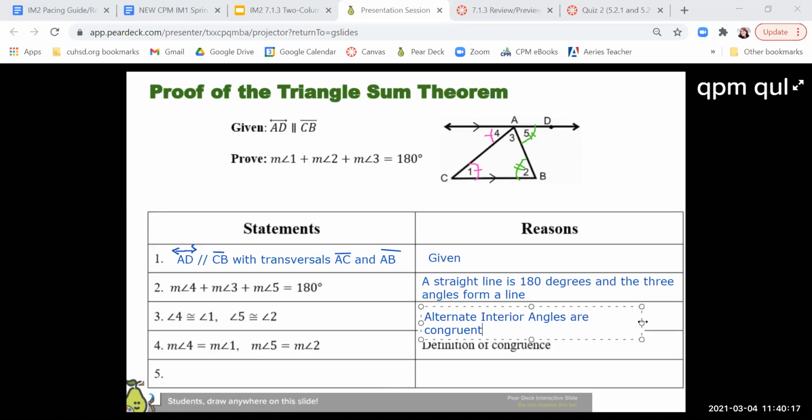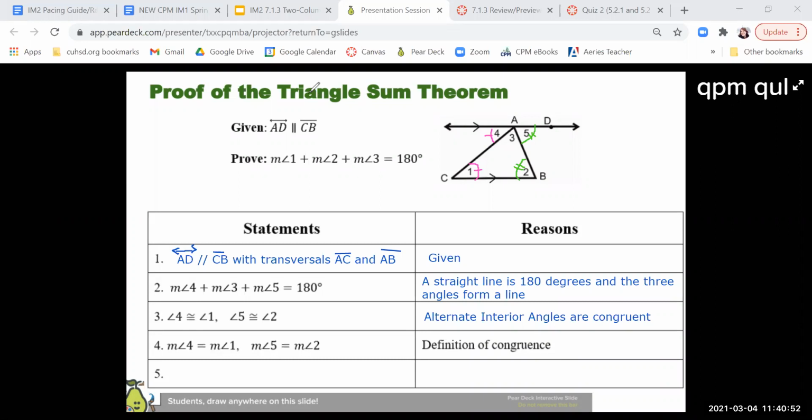Alternate interior angles are congruent. We just proved that. That's a theorem. Okay, so here's the final connect. So if we know, sorry, and then line 4 says that means that the measure of angle 4 is congruent to the measure of angle 1, and the measure of angle 5 is congruent to the measure of angle 2 by the definition of congruence. So if we know we have congruent angles, then we know that their measures are equal. And this helps us to connect back to our equation.